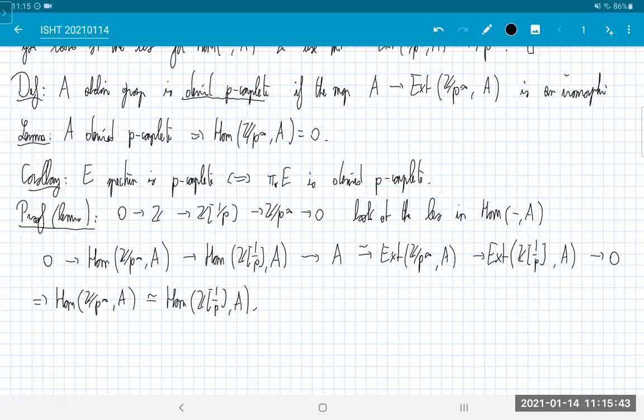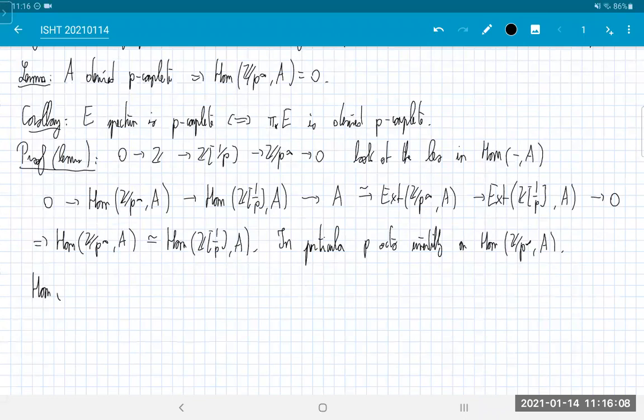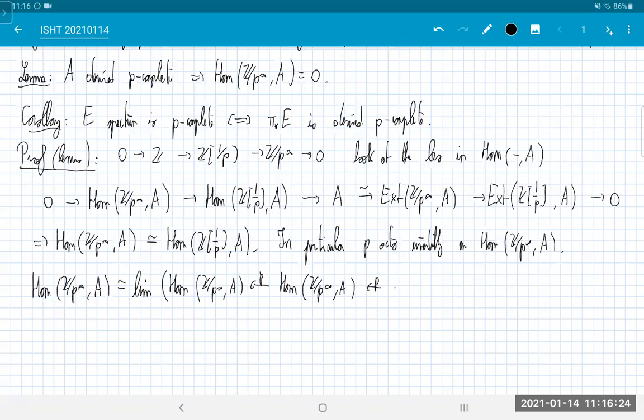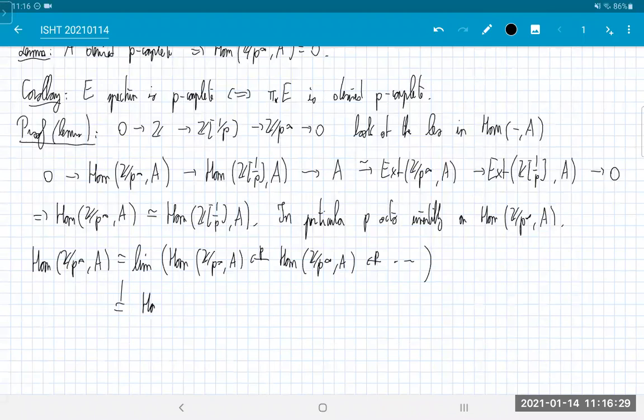In particular, p acts invertibly on Hom(Z mod p infinity, A), because it acts invertibly on the other guy. But then Hom(Z[1/p], A) is equivalent to the limit of the multiplication by p maps. And that's exactly Hom(Z mod p infinity, A[1/p]). And then, okay, I guess you need a quick argument for that, but you can believe me, using the fact that Z mod p infinity is the colimit of, I mean, every element in Z mod p infinity is p torsion. And so that's 0. Magic.